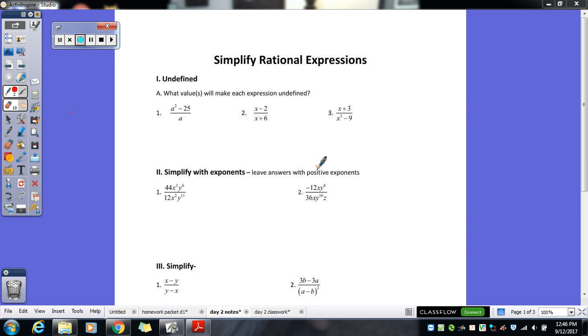Okay, so if we take a look at our notes for today, what we're starting with is simplifying rational expressions. What you have to keep in mind whenever you hear that term rational expressions, that is our fancy talk for fractions. So what we are dealing with are fractions. What we're going to be going through is when is a fraction undefined, how to simplify fractions, and then we're going to do a little multiplication and division with fractions.